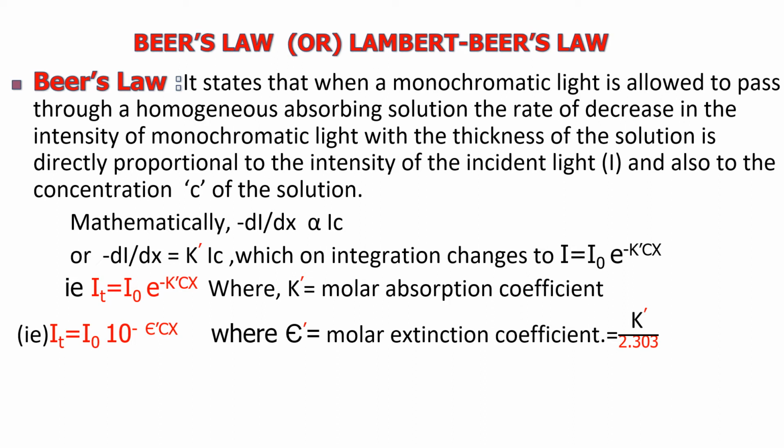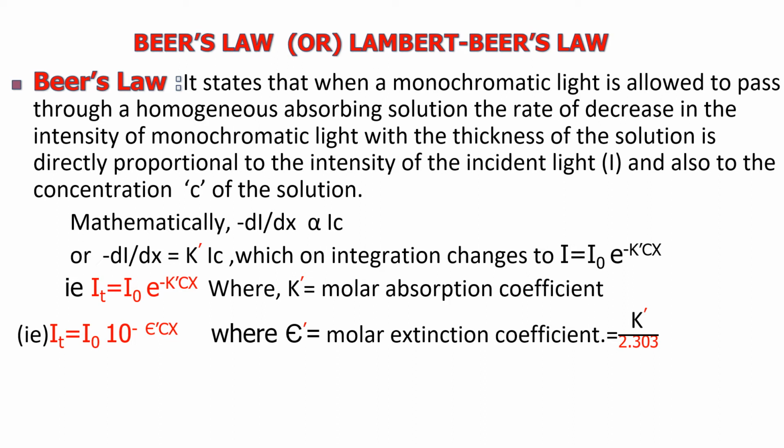Now that is equal to K' IC. On simplification and on integration we get another equation. That equation is I = I0 e^(-K'Cx). That can be written as IT, otherwise written as IT = I0 e^(-K'Cx). Here IT is the intensity of transmitted light, I0 is the intensity of incident light, K' is the molar absorption coefficient, C is the concentration of the solution, x is the thickness of the solution.